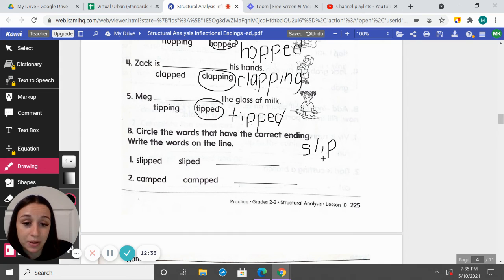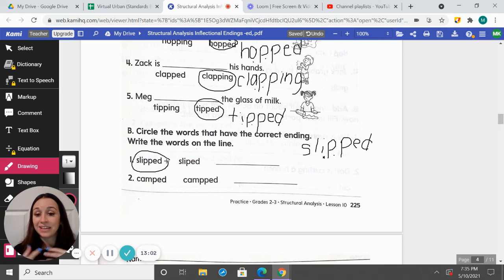Well, let's talk about it. We have vowel, then a consonant. So when we end a word with a vowel and a consonant, and we're trying to add ed or ing, we double that consonant and then add our ed or ing, that inflectional ending. So we're adding that ed. So you should have circled this one.